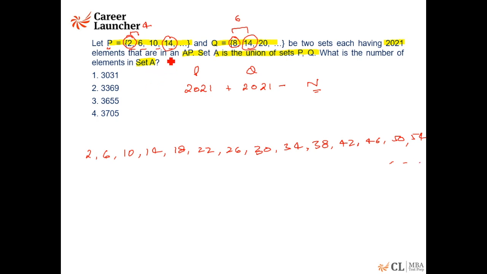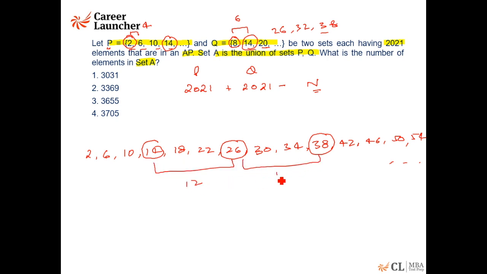Let us look at the common terms. 14 obviously is common. Next one will be 26. Then 38. This is an arithmetic progression with a common difference of 12. This is the way you would do it typically. So you'll find the number of common terms.